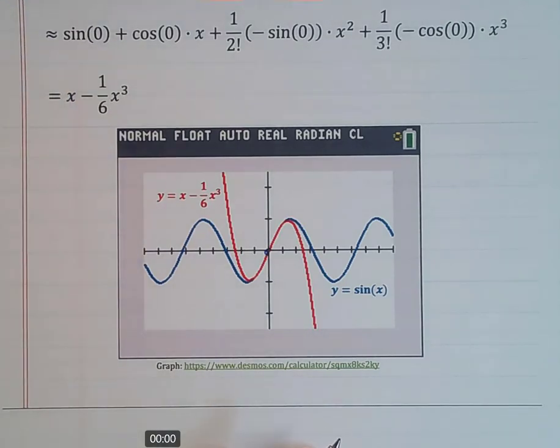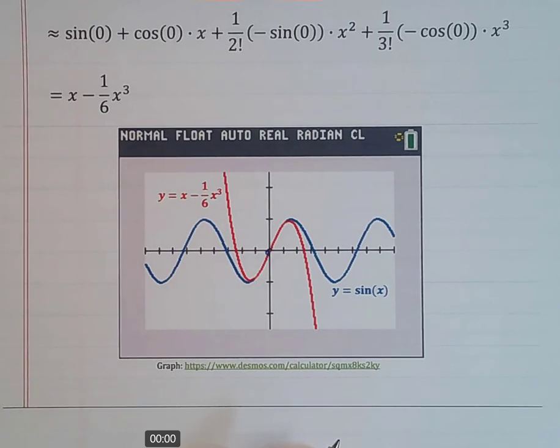Okay, so in this video, we talked about product and quotient rules, and we talked about higher order derivatives. And so I hope that's been helpful to you.